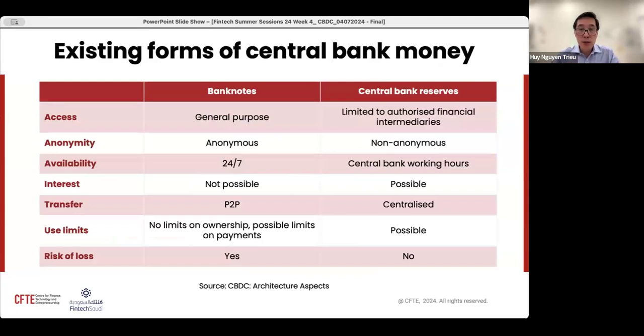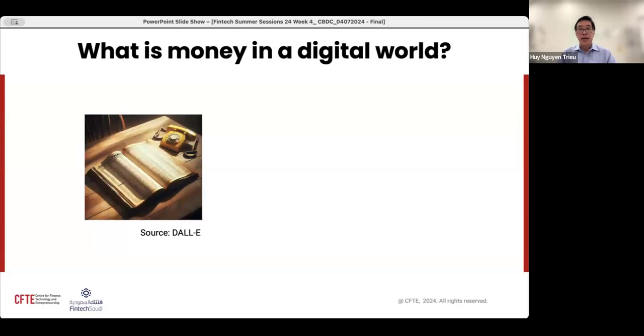Here I summarize those two different types of ways that central bank money, so the money that comes from the central bank, interacts with either us through banknotes or the banks themselves. That's what we would call the central bank reserves. And so when we think of money and money in the digital world, which is really the topic of CBDCs, how can we think about it? There are two ways to think about it. And this is what we call the process of digitization and digitalization.